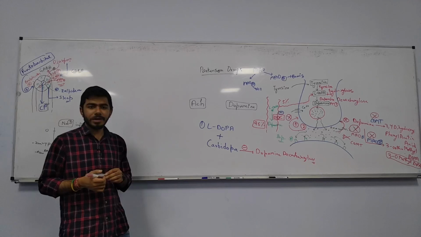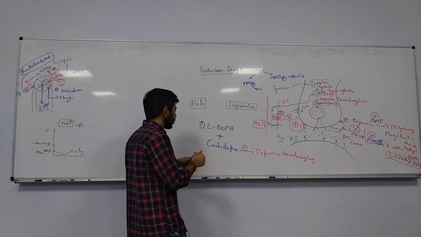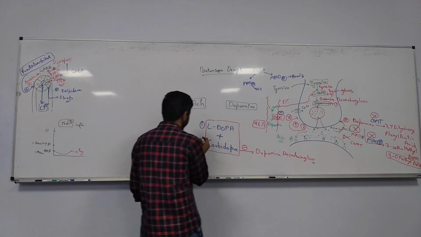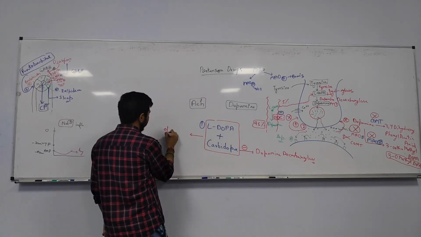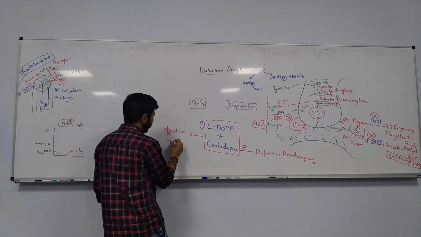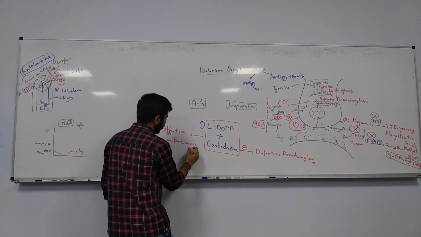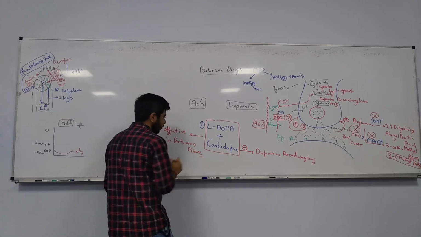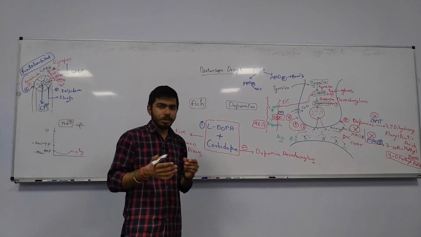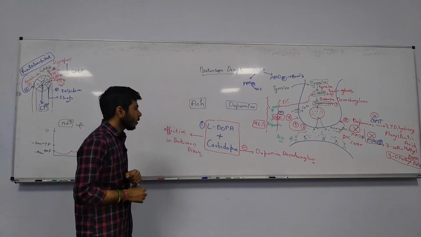Understood why we are combining the levodopa with carbidopa? This combination is the most effective in Parkinson disease. So this is the most effective drug combination in Parkinson disease, right?